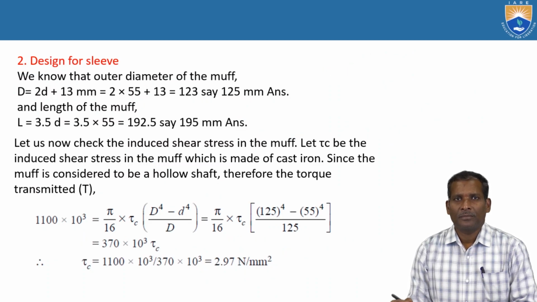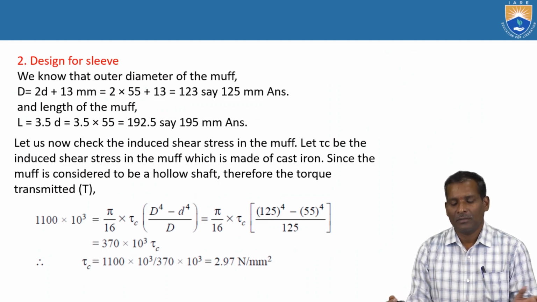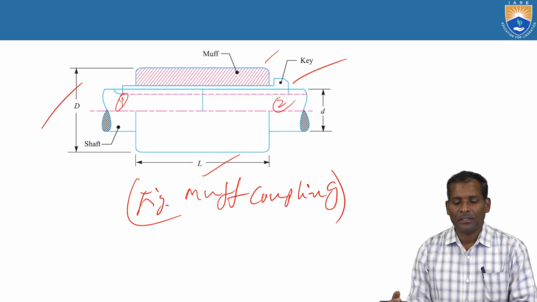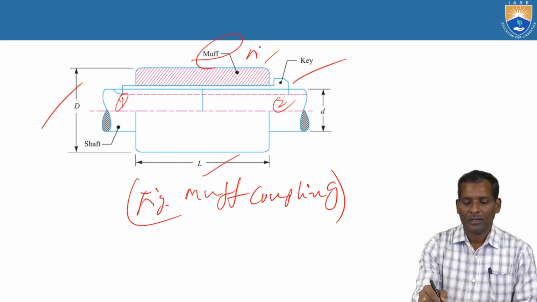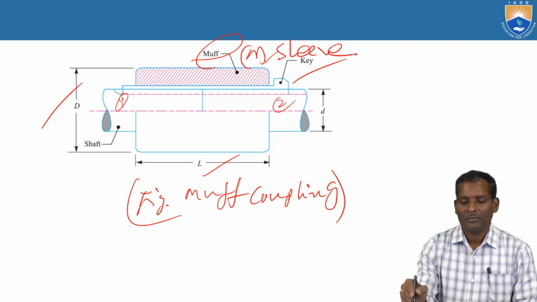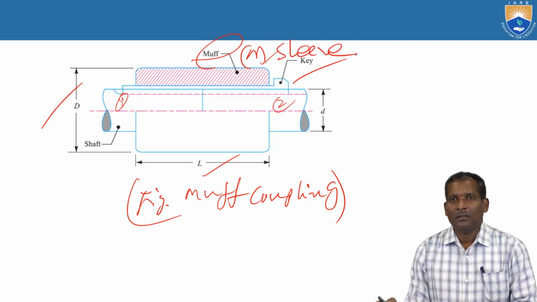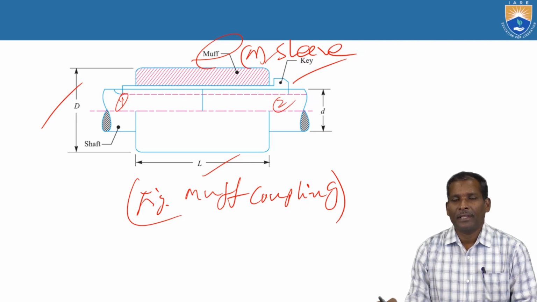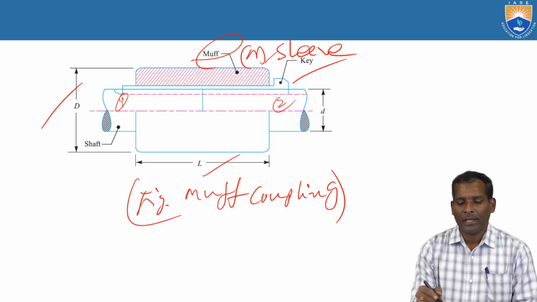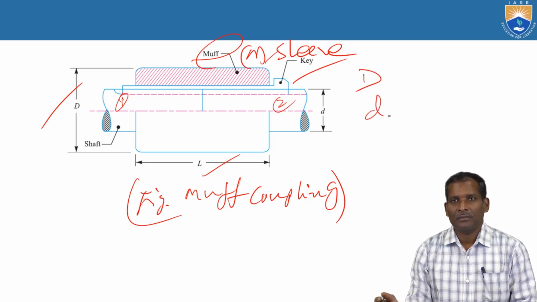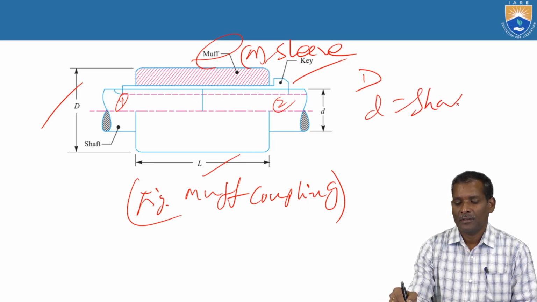Next, the second step is the design of the sleeve. The sleeve is nothing but the muff. It's already shown in this diagram. So muff or sleeve. The sleeve has an inner diameter and an outer diameter. The outer diameter is D, and the inner diameter is nothing but the shaft diameter, shaft dia, and outer dia.